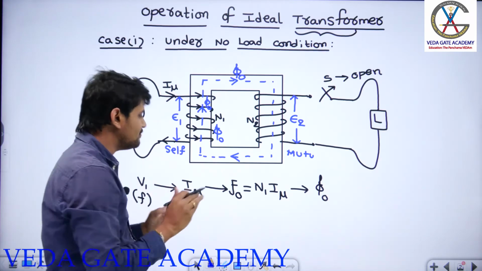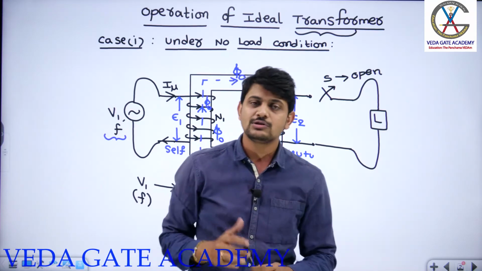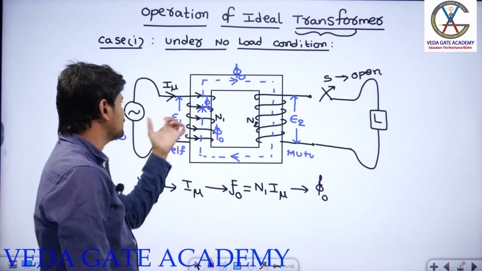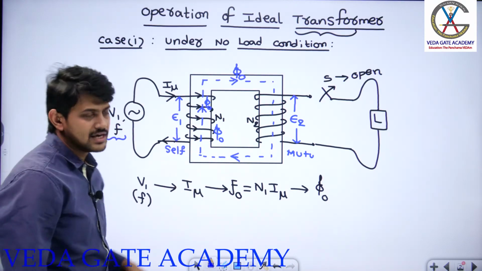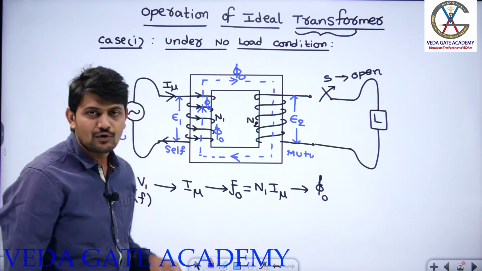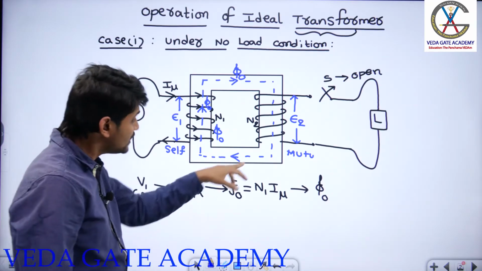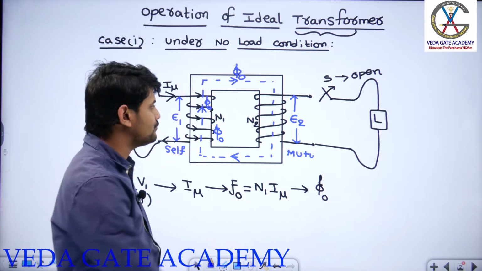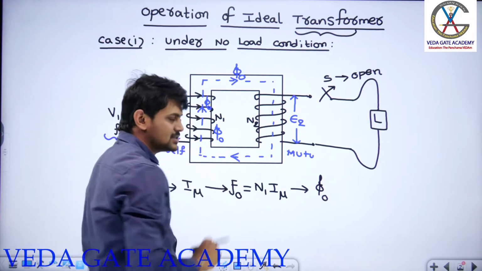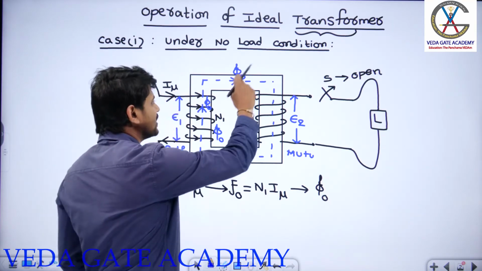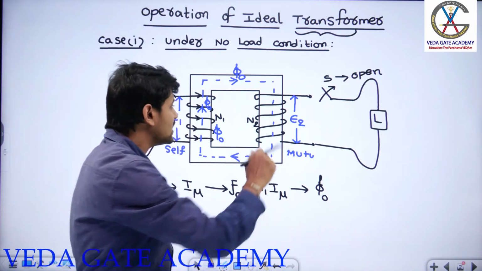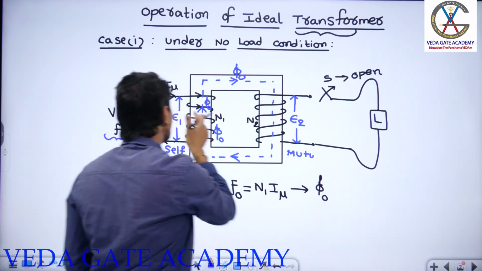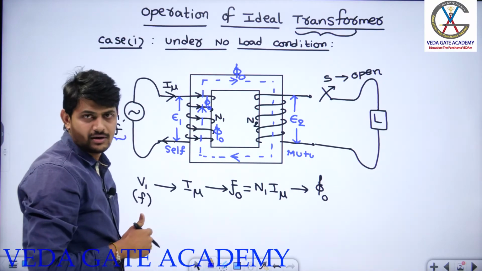Again, I am giving the complete definition of self-induced EMF. It is the EMF induced across a set of conductors because of flux linkages which are created by the current flowing through the same winding. Whereas the definition of mutual induced EMF is the EMF induced across a set of conductors because of flux linkages, and these flux linkages are created by current flowing through a different winding, right?